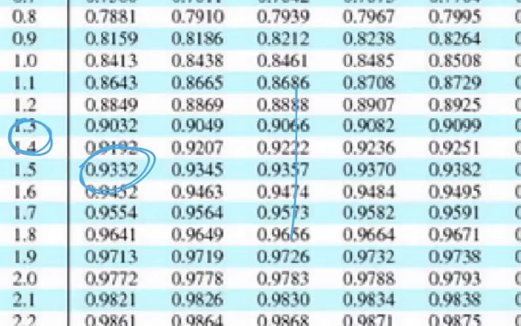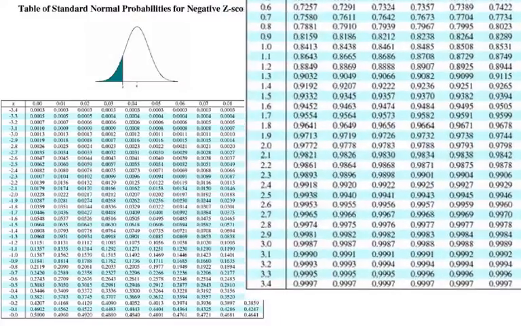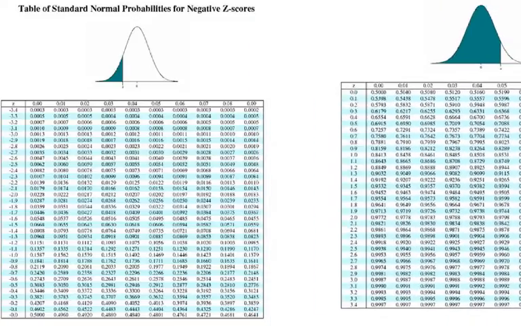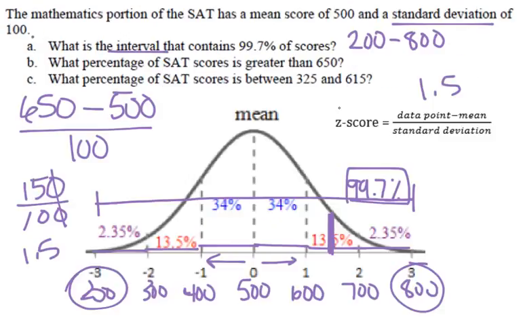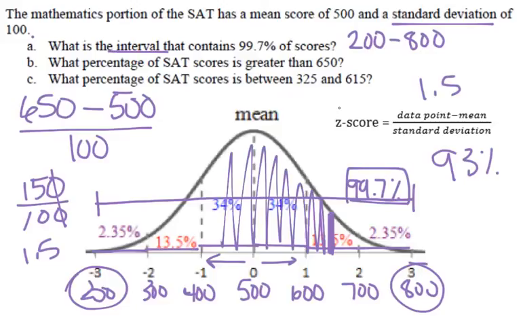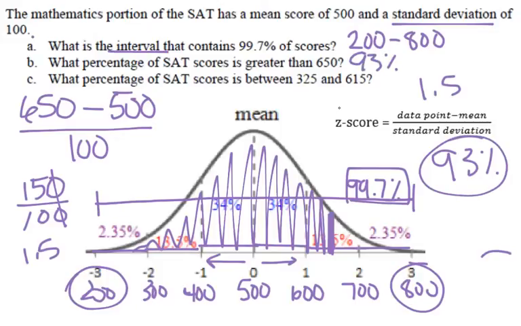Okay, so 93%. Put that back now. So we go back here. Our percent is 93%. What that means is right here, all these scores below it make up 93% of all the scores. So that's our answer right there, 93%.